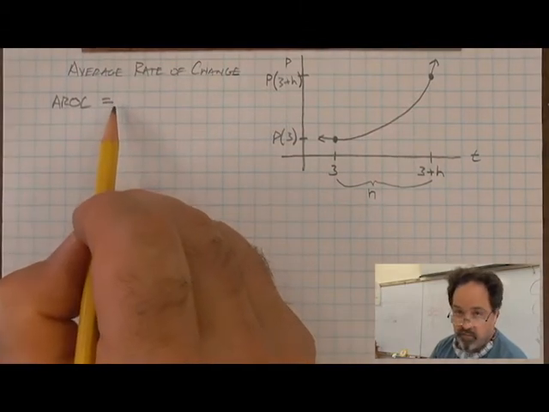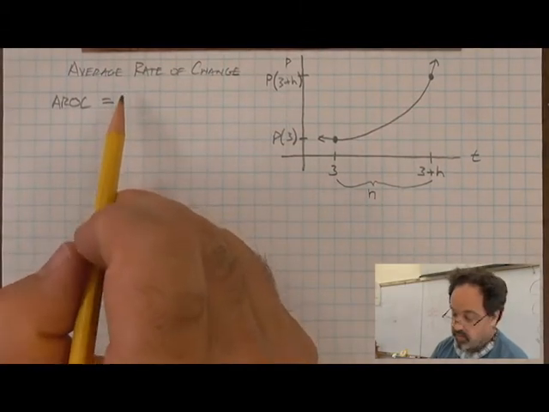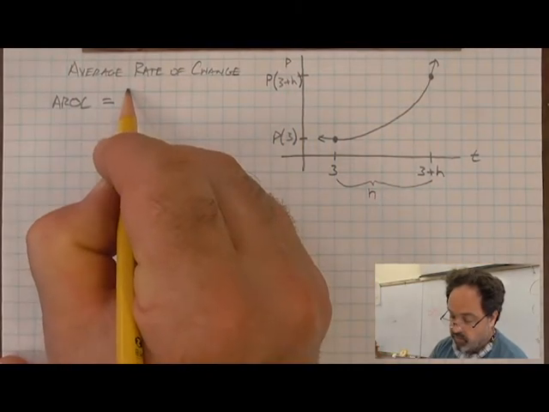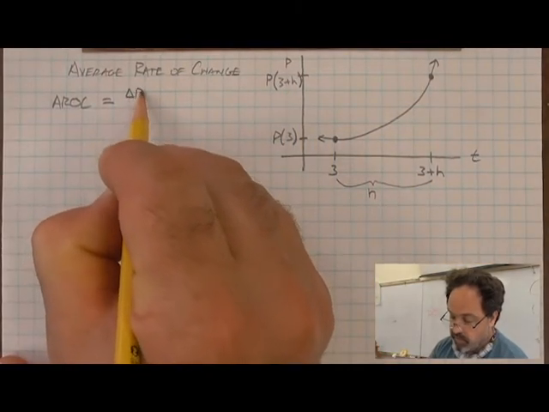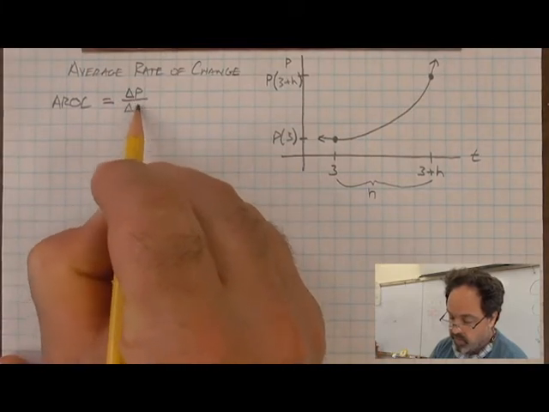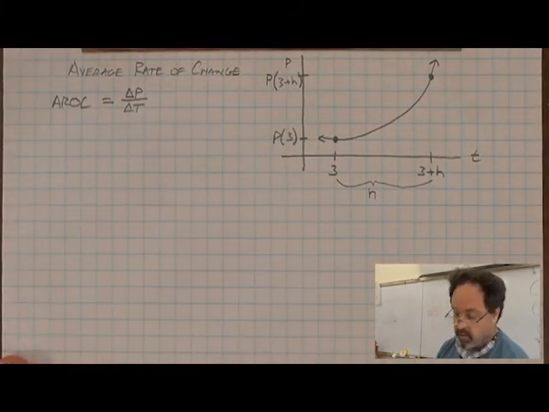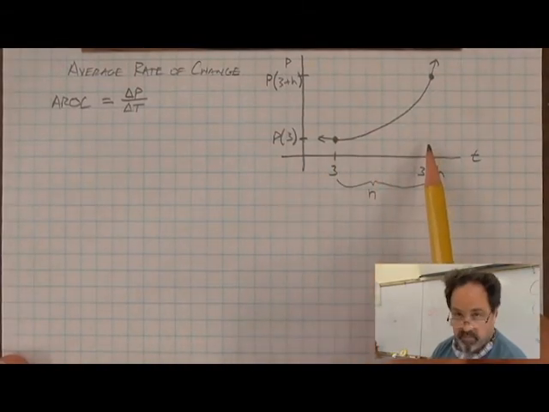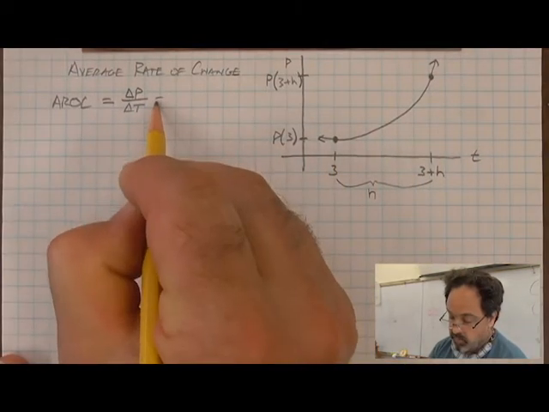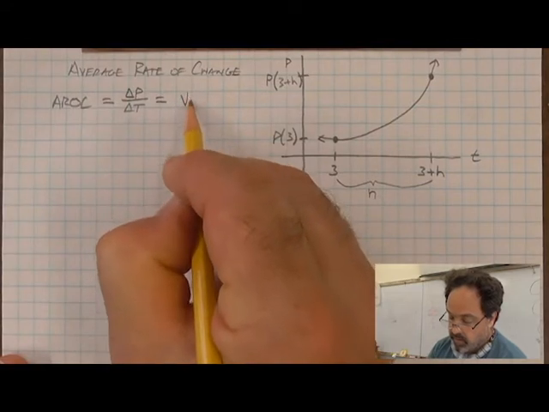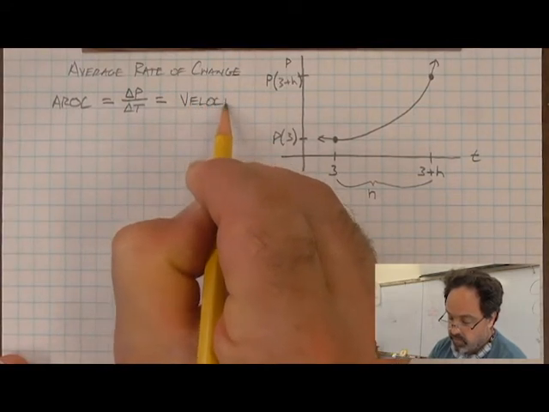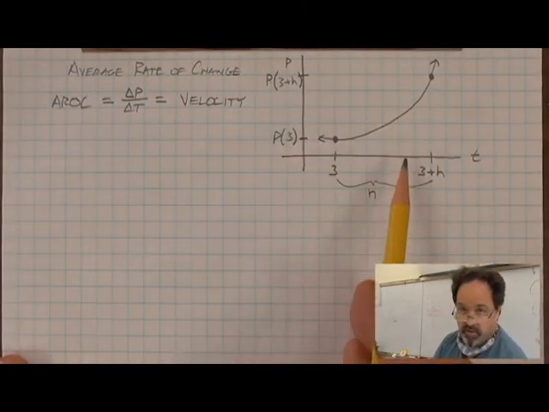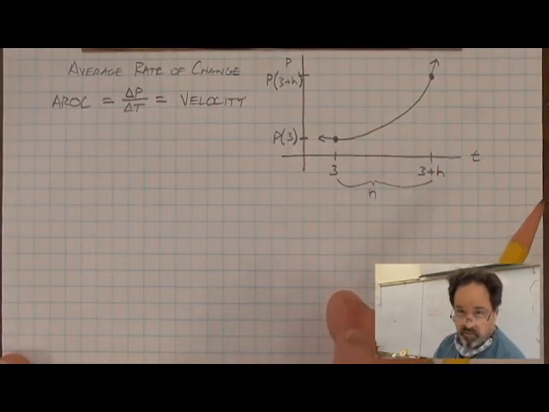Instead of change in y over change in x, since I've chosen my variables here, that slope calculation is going to be change in p divided by change in t. It's the amount that the position goes up as time increases. And as we talked about before, this is a velocity calculation if my graph is in the context of the position of something changing.